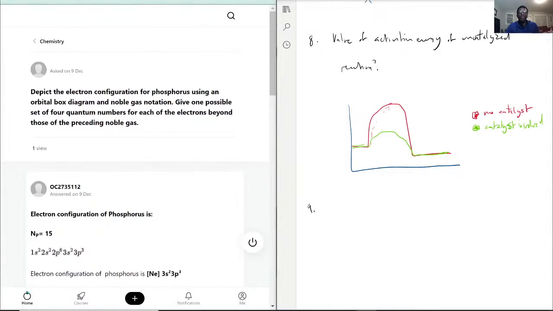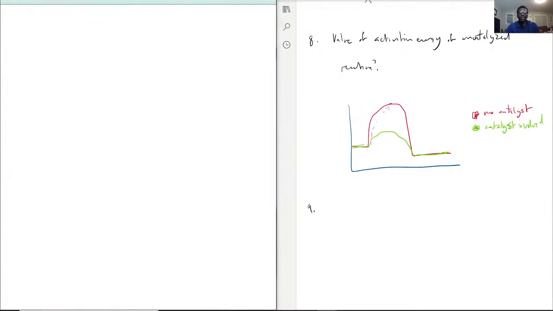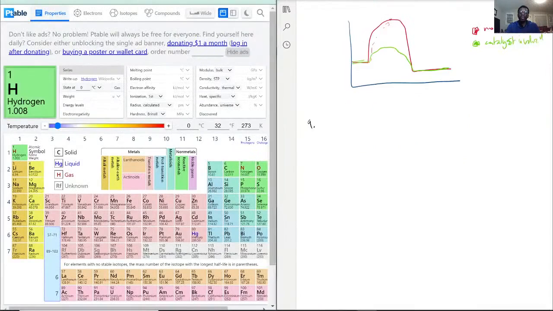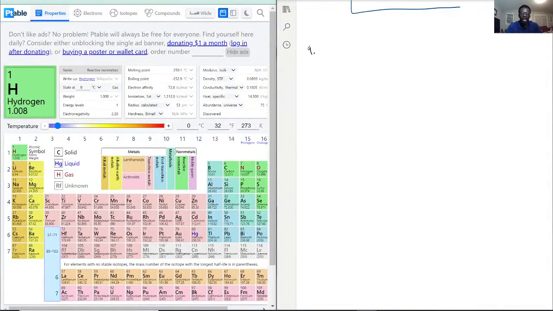Depict the electron configuration for phosphorus using an orbital box diagram and noble gas notation. So give one possible set of 4 quantum numbers for each of the electrons beyond those of the preceding noble gas. So let's first do the less fun long-handed version that they asked for.